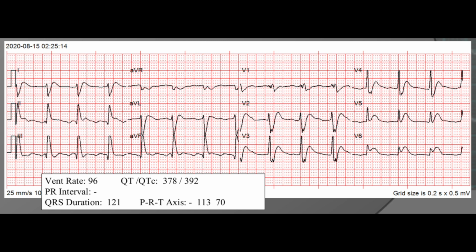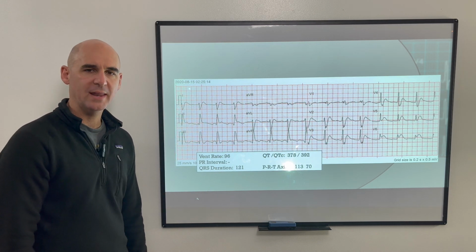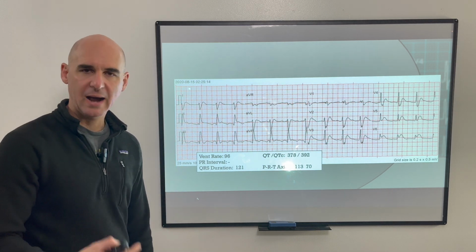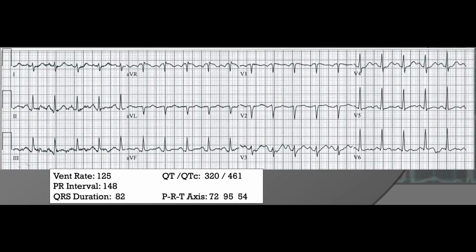Then we'll move on to our axis. We look at our axis, and I can see here that my axis down here says 113, okay? That's above 90, between 90 and 180. Or if I look at my leads 1, 2, and 3, we can clearly see that lead 1 is a negative deflection, and lead 2 and lead 3 are positive. So we have right axis deviation in this case.